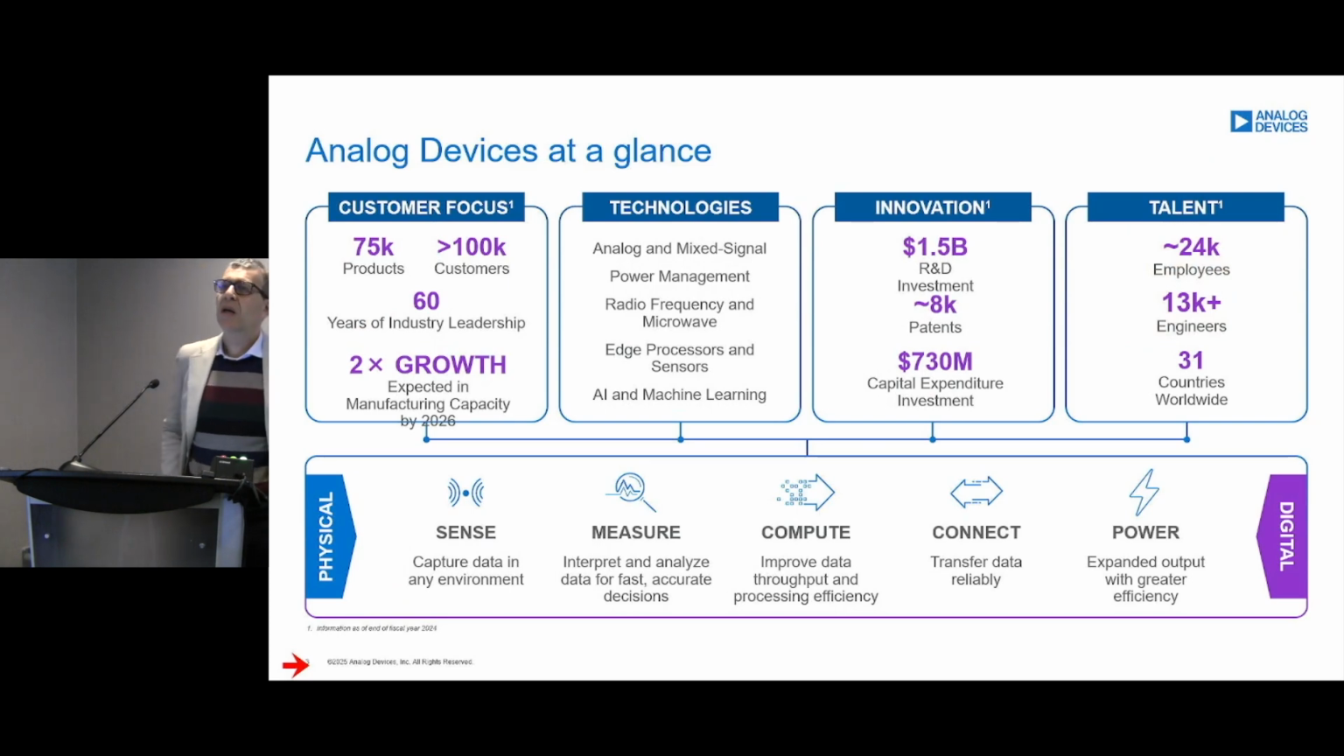This is just an overview of Analog Devices. Analog Devices is a global semiconductor company with a wide spread of technologies, and is present in 31 countries across the globe. And we have about 24 people working in ADI, and more than half of them are engineers. So there's a lot of R&D being done in ADI.